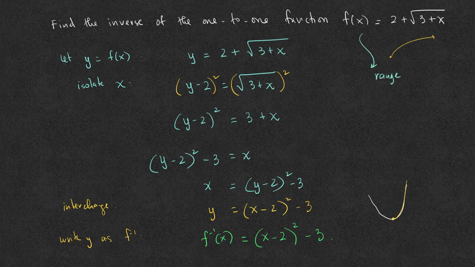For this function, we know that the square root of something can never be negative, and so the smallest number the square root of 3 plus x can be is 0. What that means is that the range of this function has to be the y values that are at least 2, y greater than or equal to 2. The range of the function f is the domain of f inverse, and so to restrict the domain, we simply put in the restriction where x is greater than or equal to 2.